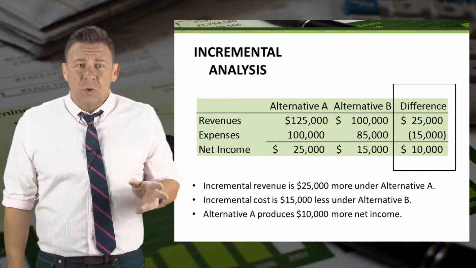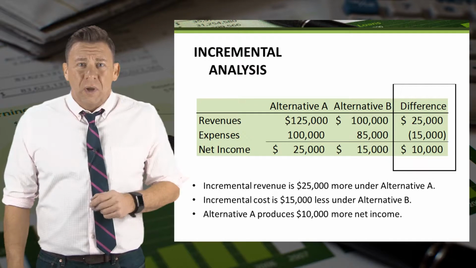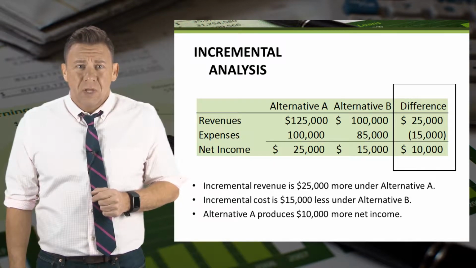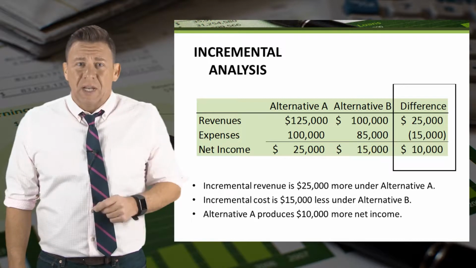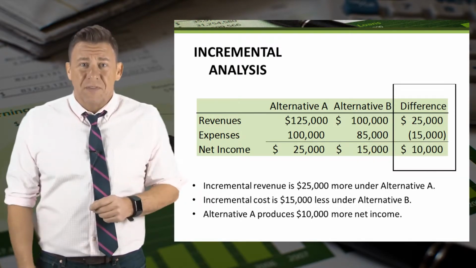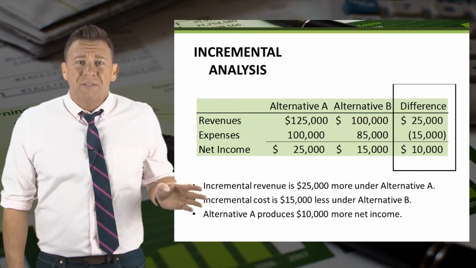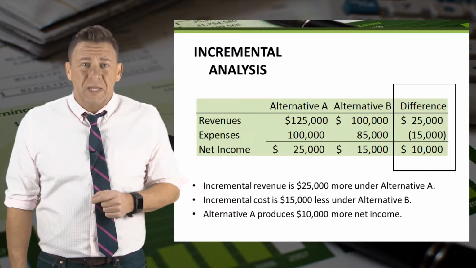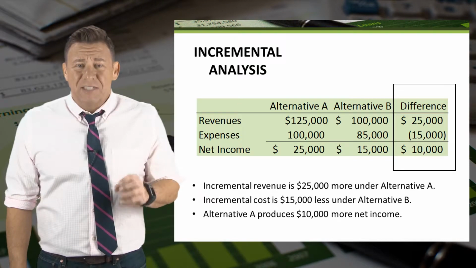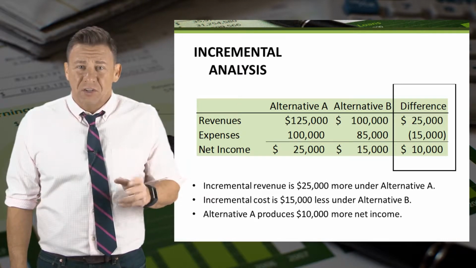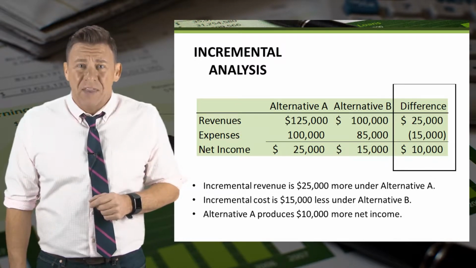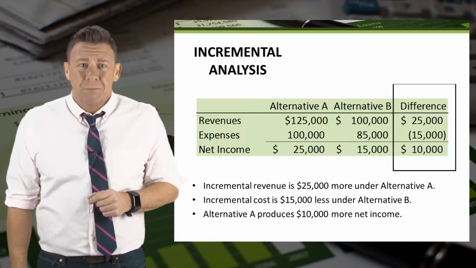In this case, we have two alternatives, A and B. We have both revenues and expenses. We need to decide which to choose. Let's do that by using incremental analysis, which again focuses on the differences. Alternative A increases revenue $25,000 over alternative B. Alternative B has $15,000 less expense than alternative A. Therefore, alternative A provides $10,000 more of income.